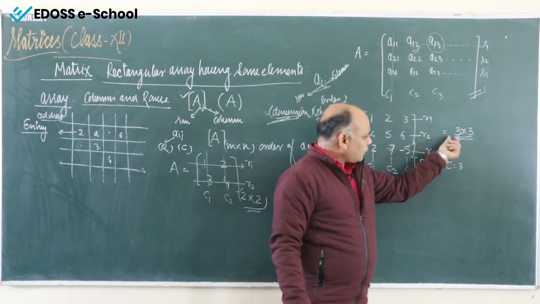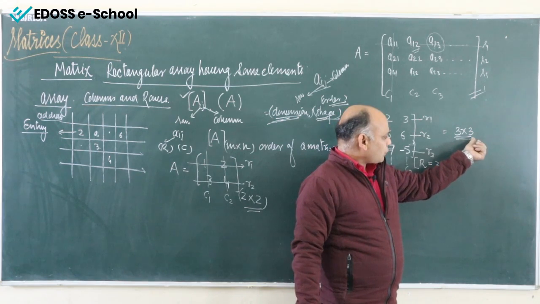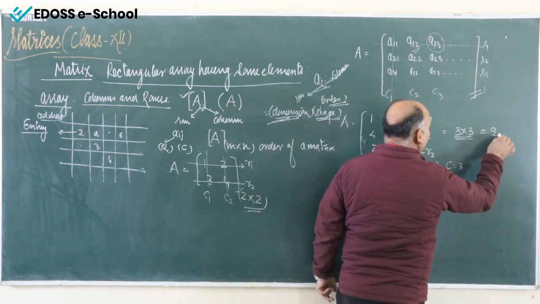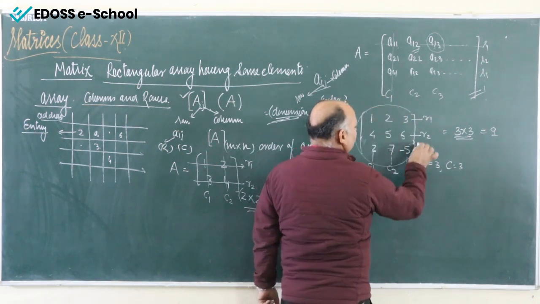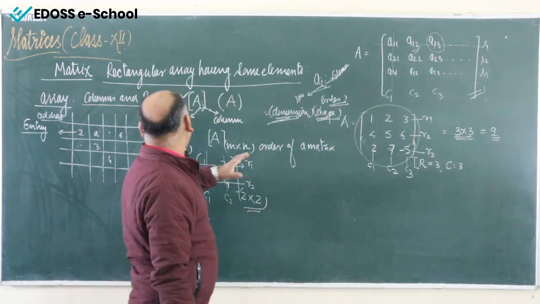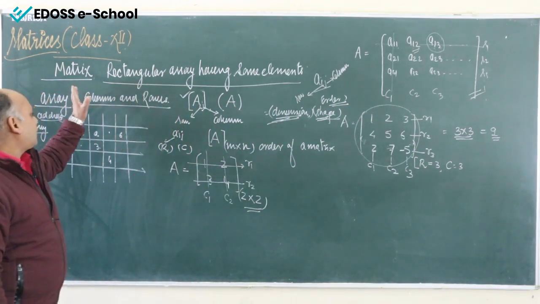3 cross 3 means 3 columns and 3 rows. When you multiply 3 into 3, that is equal to 9, then the total number of elements in this matrix will be equal to 9. This was the first introduction of matrices.